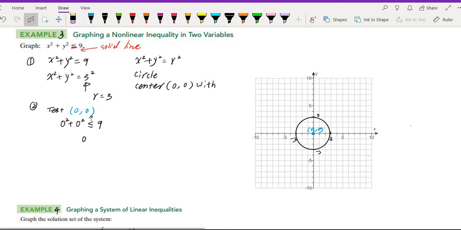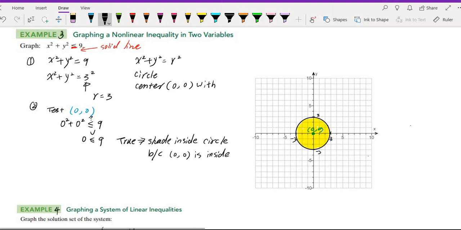So we simplify this, and then we're going to say, okay, is 0 less than 9, which is true. We're going to shade the area where the test point is. In this case, that means my answer will be inside this circle. So that is my solution. Alright, so we are done.